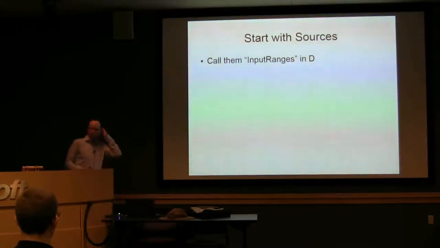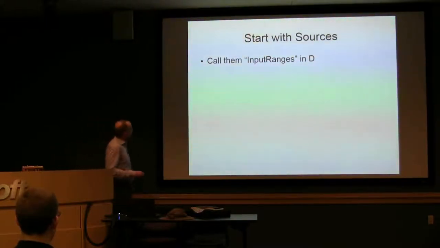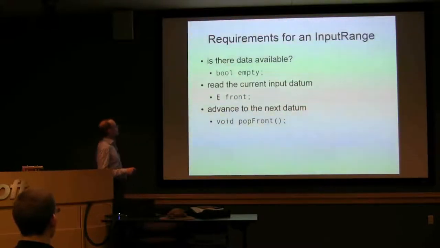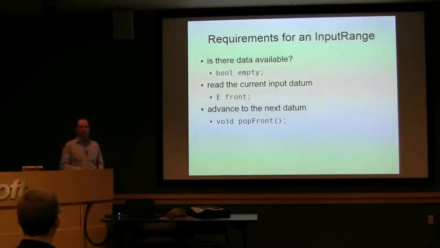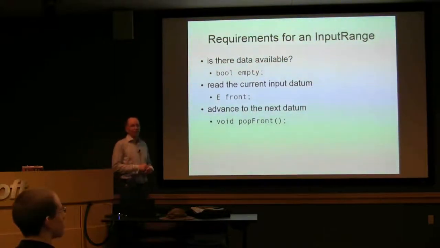So let's start with sources, and we'll just call them input ranges because we didn't think of the term source at the time. So we call them input ranges. And what's the minimum requirements we need for an input range? Is there data available? Yes, sir. I thought you were asking.